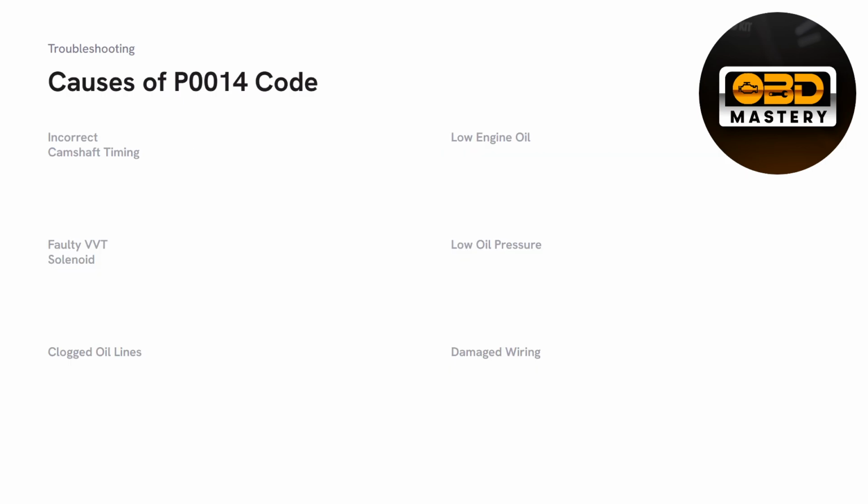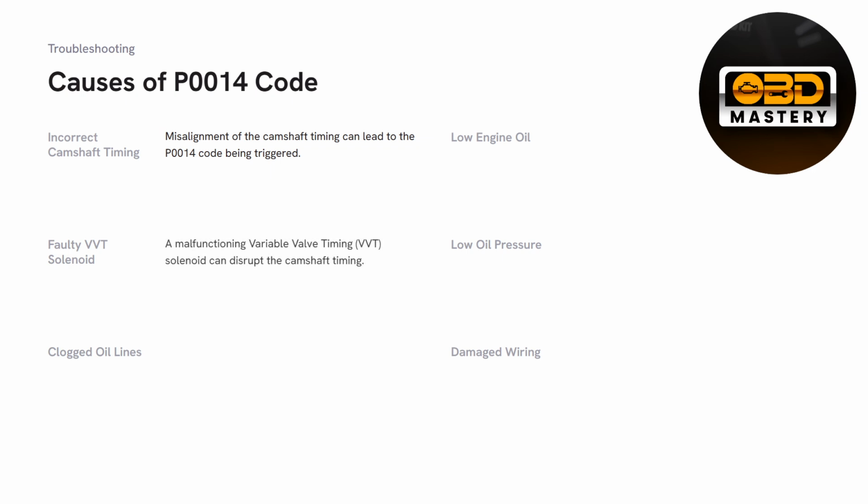Now, the causes of this code. Incorrect camshaft timing: misalignment of the camshaft timing can lead to this code. A faulty VVT solenoid as well can disrupt the camshaft's timing. You can have clogged oil lines, so obstructions in the oil lines can prevent proper oil flow to the VVT system, pretty much starving it of oil.